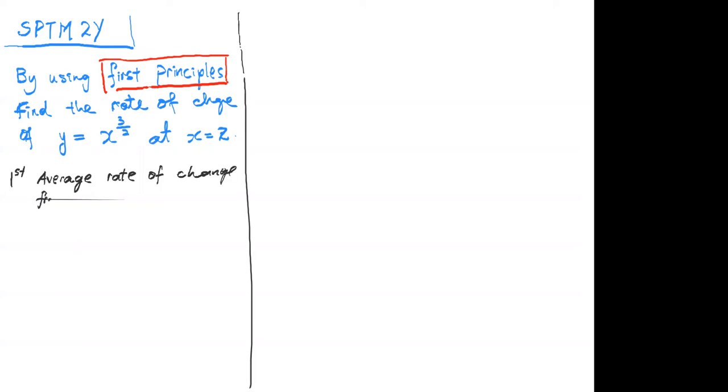From x equal to 2 to x equal to 2 plus h. Am I right? So that is what you should do. How do we represent this? If I let this be point A and let this be point B, then I will have to find the slope of the chord AB.